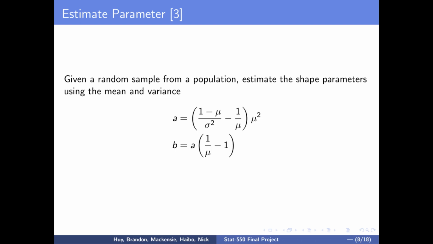If we are given a random sample from a population and we want to figure out if it fits the beta distribution, we can estimate the shape parameters a and b based on the mean and variance of the given data using the formulas a equals ((1 minus mean) over variance minus 1 over mean) multiplied by mean squared. b, or beta, equals a multiplied by (1 over mean minus 1).